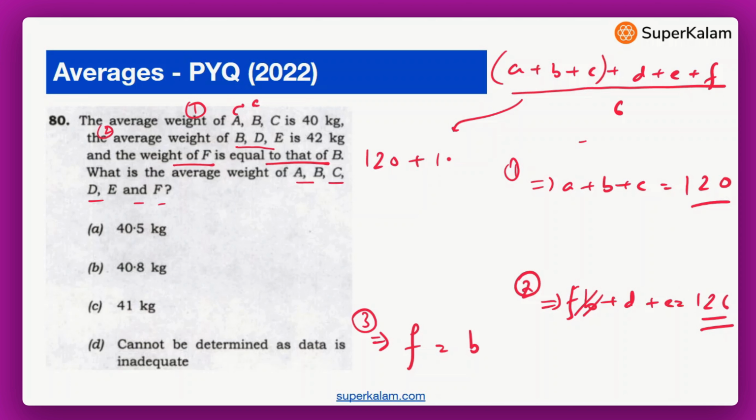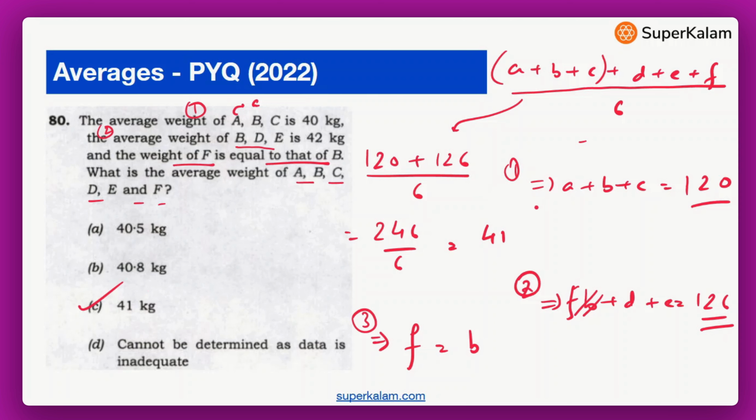We wanted D plus E plus F, and it is given to us here. So it can be written as 120 plus 126, divided by 6. Now we have to sum this: 246 divided by 6 is 41. So the answer is C, 41. This was a simple question. You just have to use the three statements given in the question. You must know the formula for average, which is quite easy: we just sum the quantities and divide by the count of these quantities.